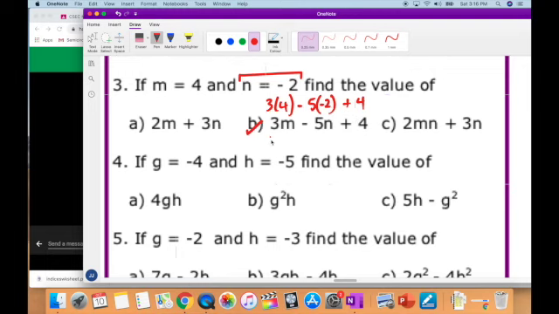So what now? Plus 9 brackets. 4 3's are 12. Positive 10. Yes, negative 5 times negative 2 is positive 10. Plus 4, which is 26. 12 plus 10 is 22. 22 plus 4 is 26.